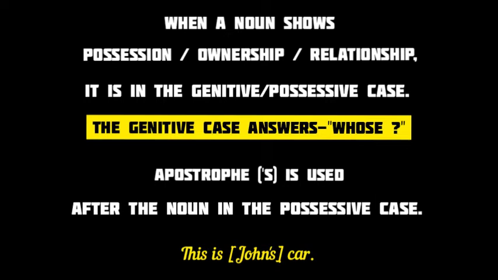When a noun denotes its possession or ownership or relationship with somebody or something, it's said to be in the possessive or genitive case. The genitive case answers the question whose. And the genitive or possessive case of a noun is formed by adding the apostrophe sign and s to it. For example, this is John's car. Here the apostrophe s after the proper noun John shows his possession or ownership over the car. Hence, John's is in the possessive case.